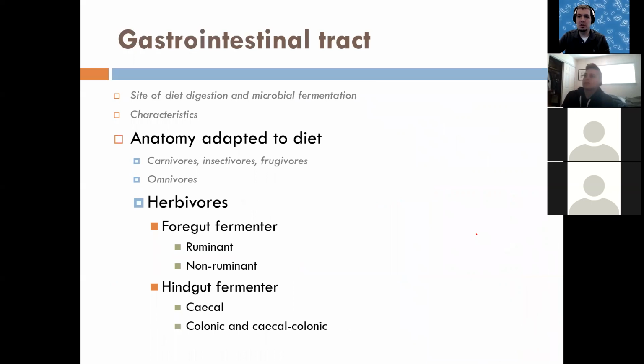And now we're going to go to the herbivores. We have several types of herbivores, but in all of these, microbial fermentation is important. We have foregut fermenters, which include the ruminants, which we're probably most familiar with, but also non-ruminants. We have hindgut fermenters, like the horses, and we can break those up into cecal and colonic and cecal colonic fermenters. This is just a preview of what we're going to see. We're going to see tracts from each of these. And we're also going to talk about not only the similarities between these different ways of digesting plant material, but also the differences and how they're important to the animal.